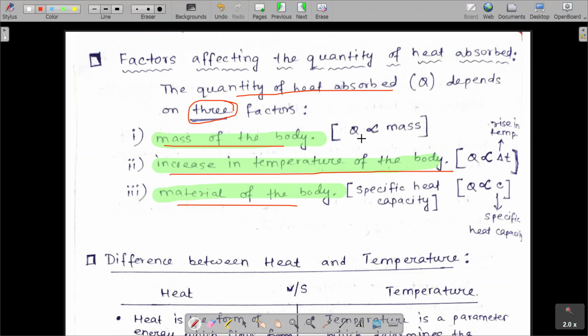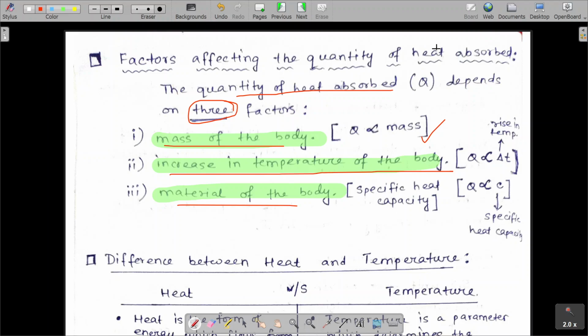Mass: the heat absorbed is directly proportional to the mass. That is, if a body has more mass, it will absorb more heat energy. The amount of heat energy absorbed is also directly proportional to the increase in temperature, that is, Q is directly proportional to delta T. It means if the rise in temperature is more, then the heat energy absorbed is also more.